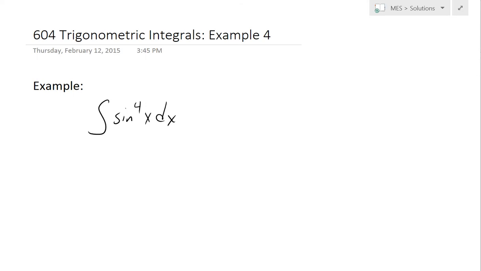Hi, it's time for another Math Easy Solution, here to go further into trigonometric integrals. Now let's go over Example 4 of the example series and solve this one, which is: find the integral of sine to the power of 4 of x dx. Now this function is not pretty straightforward to solve.